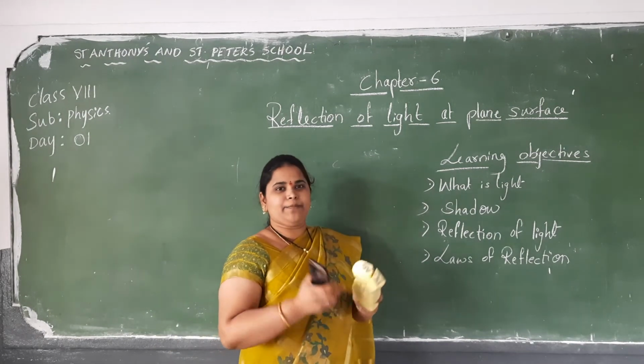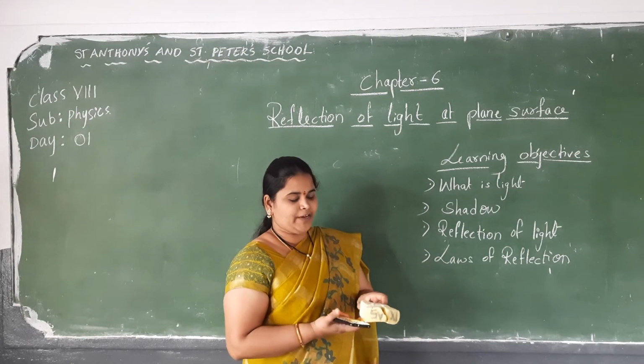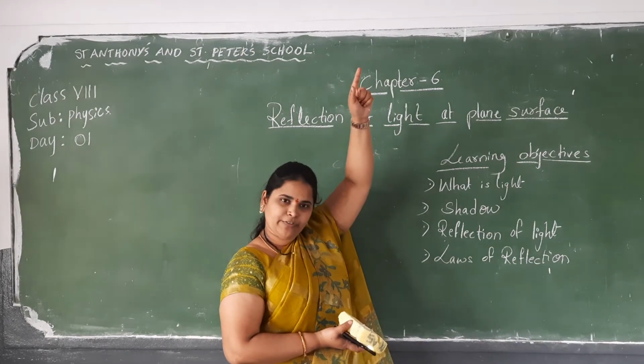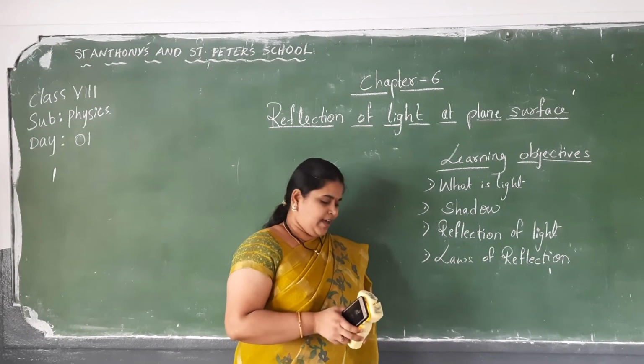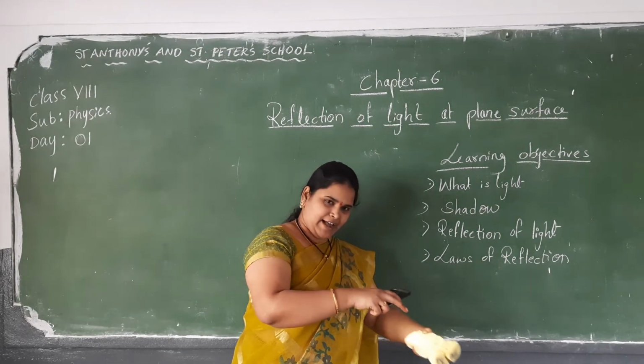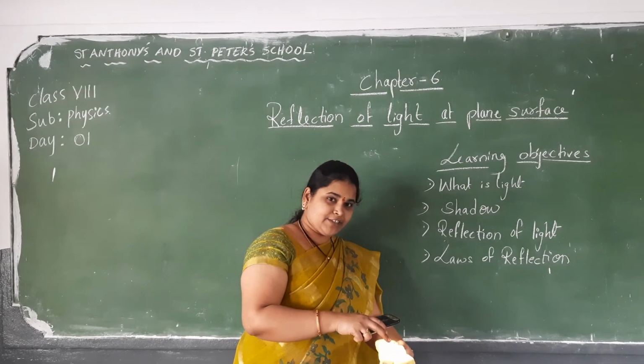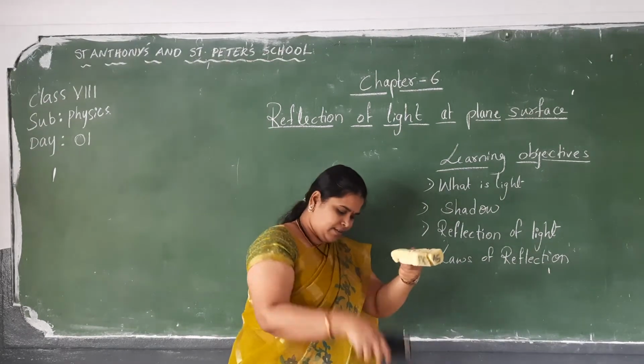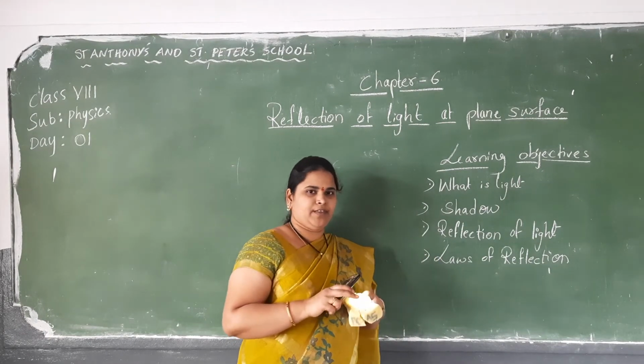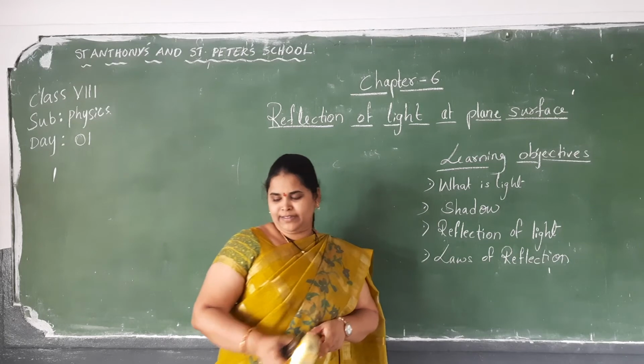See, if I just keep the light source like this and opaque object here, the shadow will be formed on the roof. Okay. If I keep the light source like this and the opaque object like this, the shadow will be formed here, on the floor. Okay. The screen may be anything.